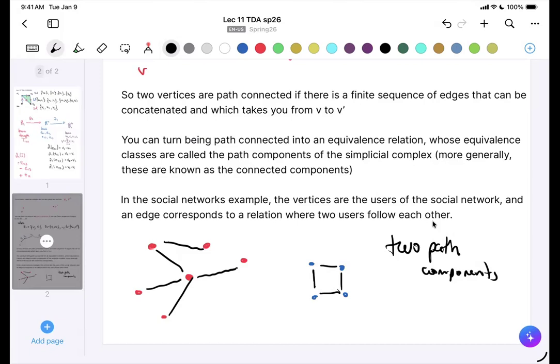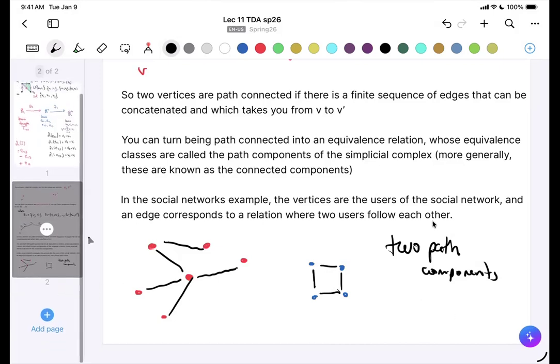And so my claim is that you can count the number of path components with the null space of a matrix. That's the idea. There's a matrix that you can define whose null space dimension gives you the number of path components. In the context of graph theory, that's called the graph Laplacian. But again, you can do this for any simplicial complex. So you could have triangles, you could have pyramids in the network, but that doesn't affect the path component part of it.